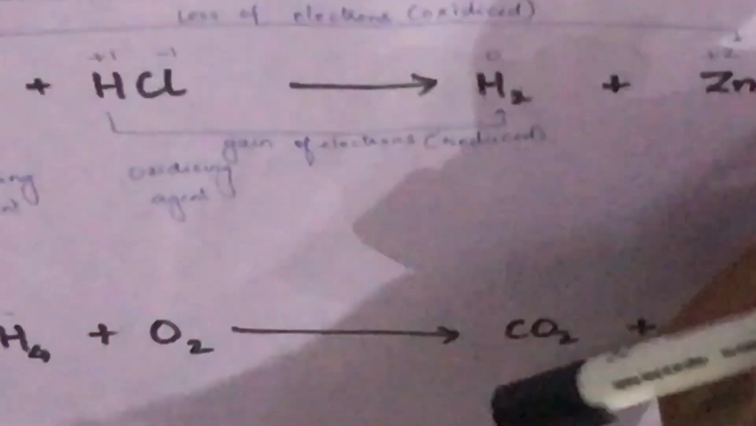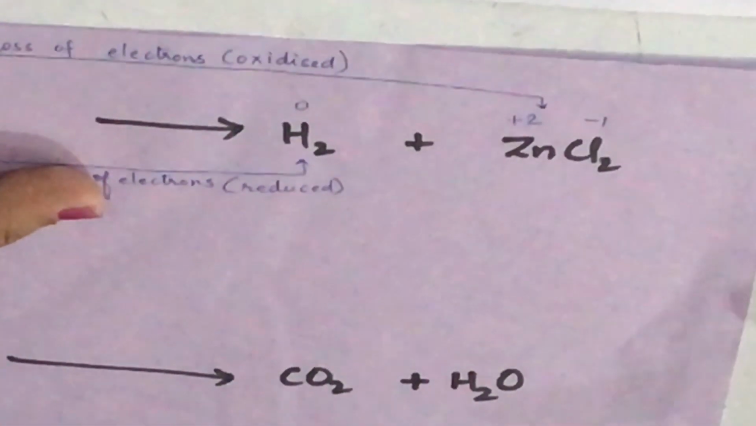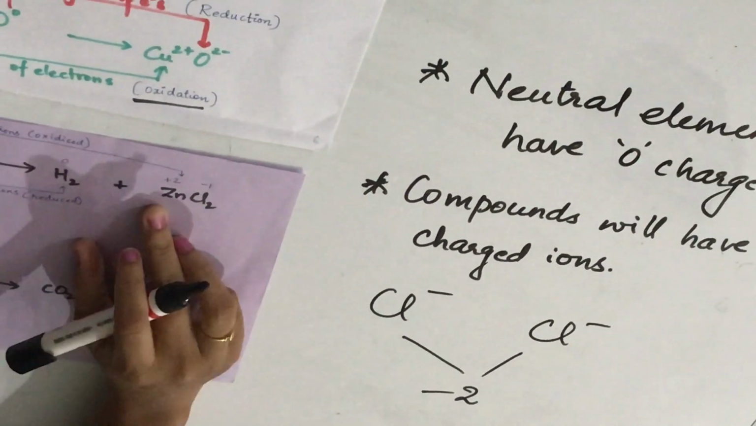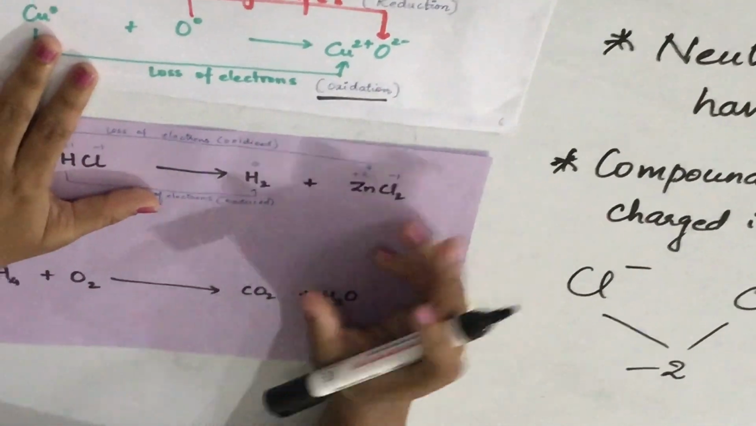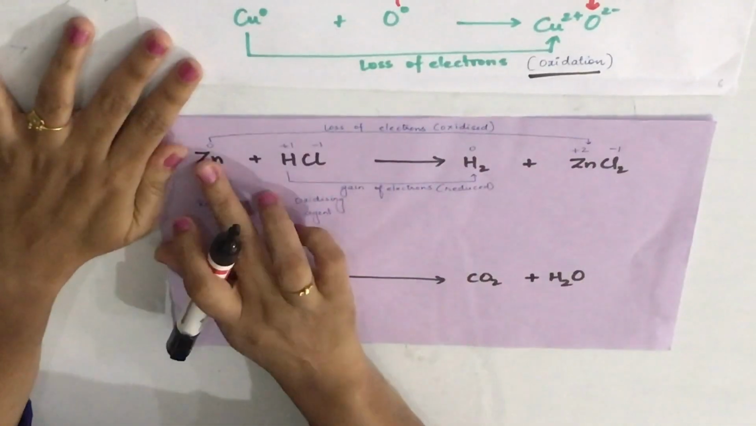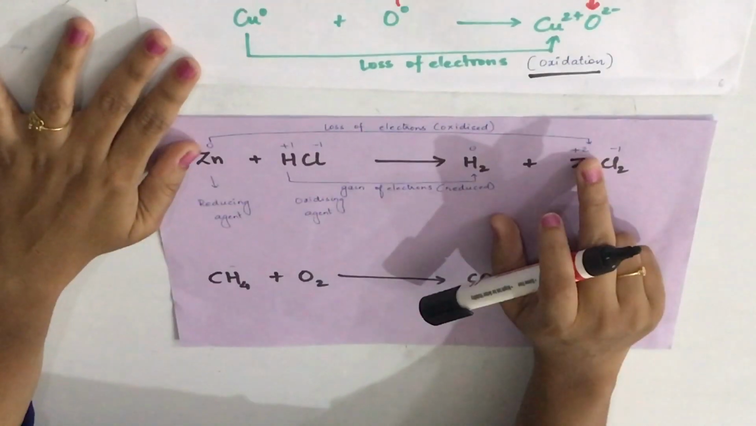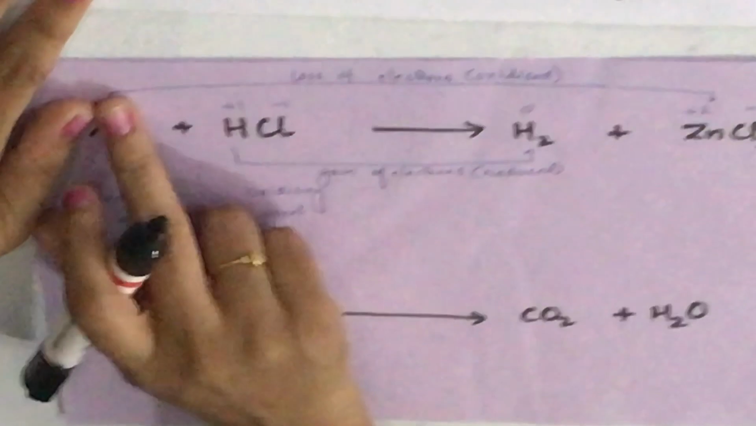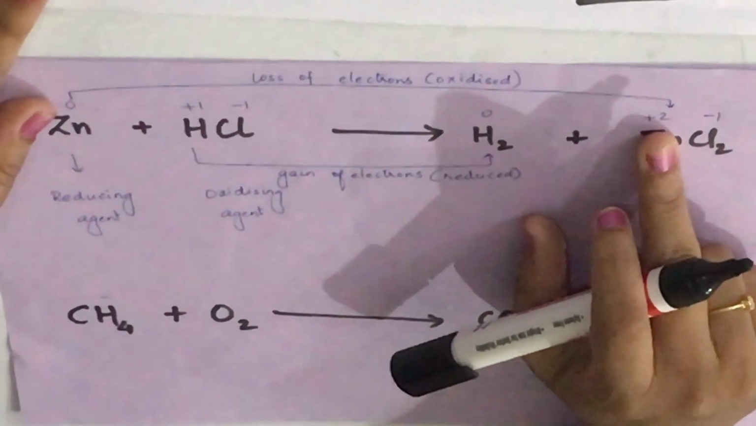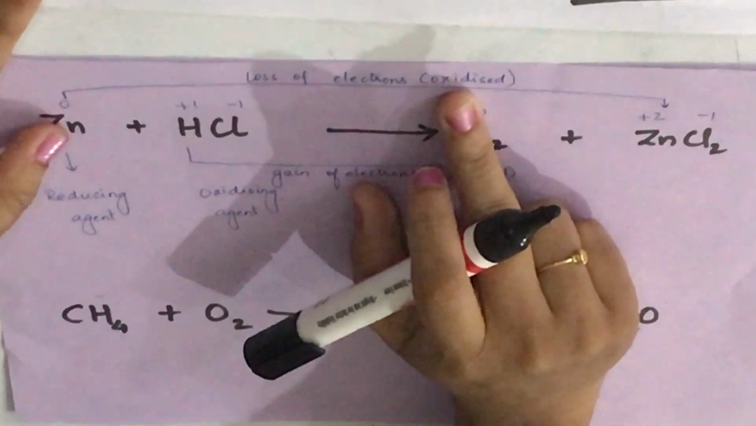So 2 Cl's are made, Cl minus and Cl minus are making 2 minus, then Zn will be balancing it, so it will be 2 plus. So you can see that Zn has become 0 to +2. It has gained positivity. That means, due to the loss of electrons, it has gained positive charge. So zinc has oxidized.